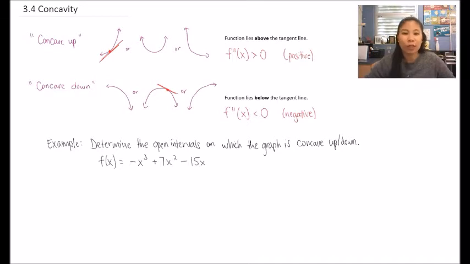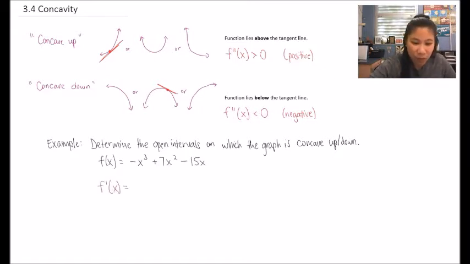Okay, so we're going to be determining the open intervals on which the graph is concave up and concave down for the graph of f of x equals negative x cubed plus 7x squared minus 15x. So, like we said with our concave up and concave down definitions, we want to figure out whether the second derivative is positive or negative. So our first thing that we need to do is find the second derivative. So first let's start by finding the first derivative.